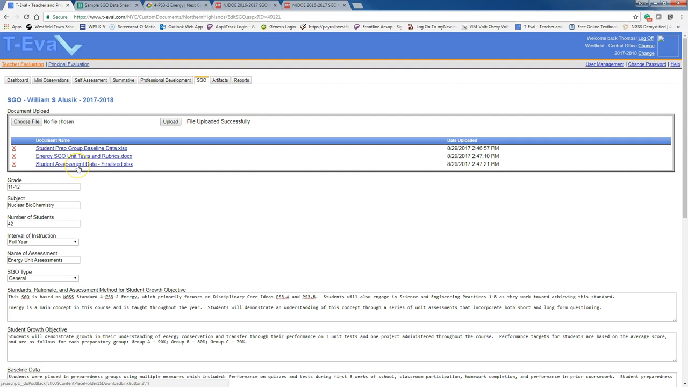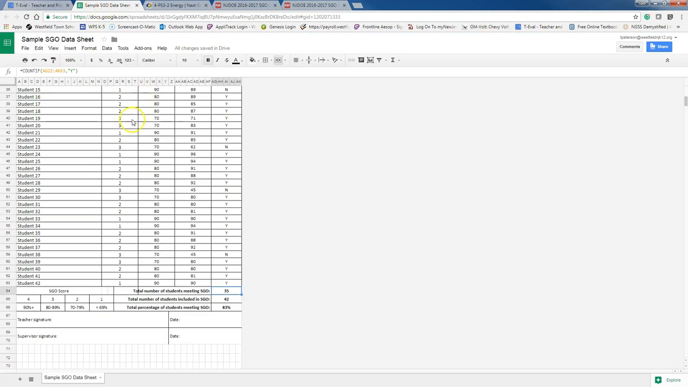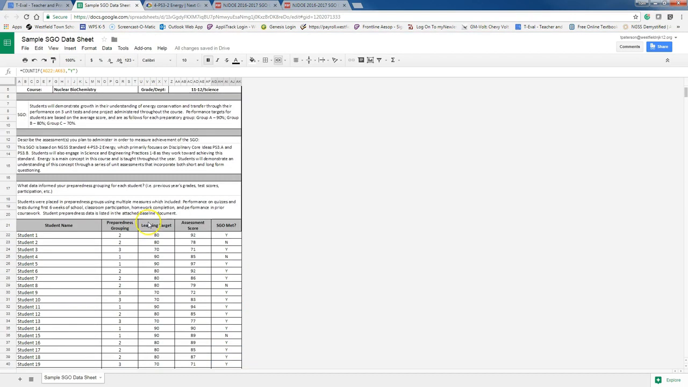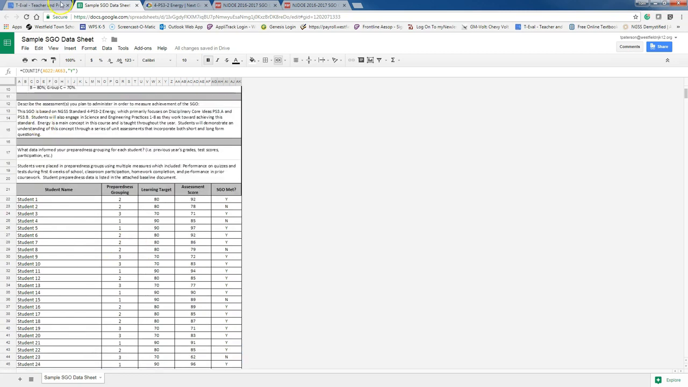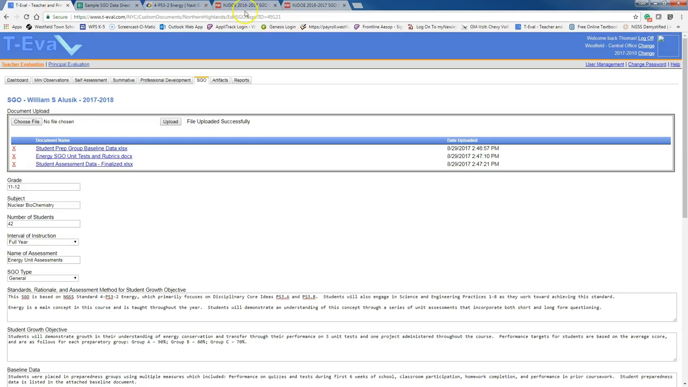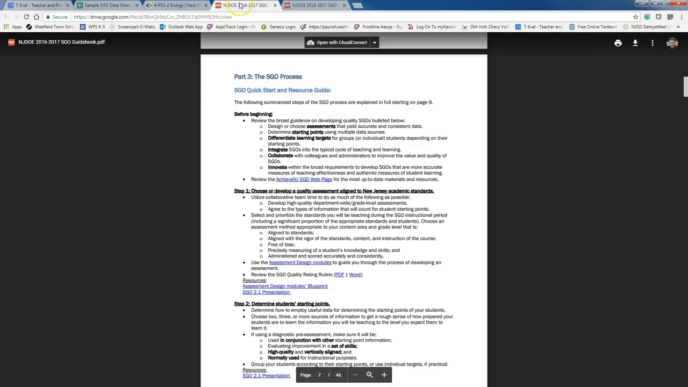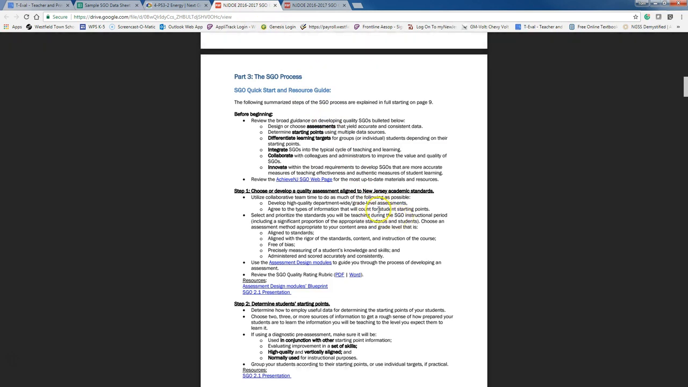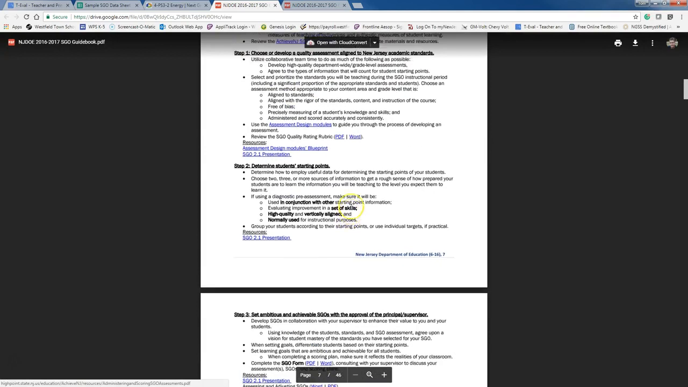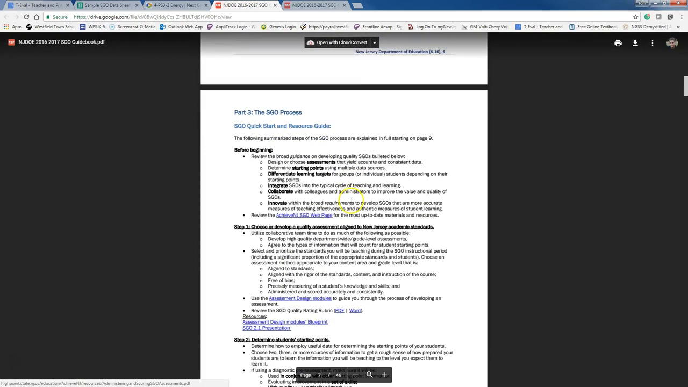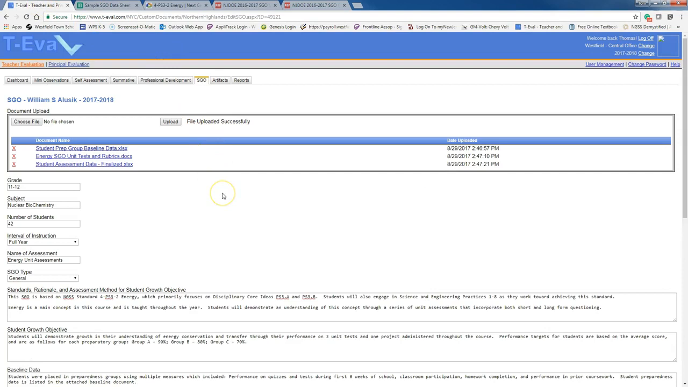And then when the SGO is all done, of course, we'll need you to upload the final student assessment data. That could look something like this. I can make the sheet available to you, or you can do something that's a little bit different format or simpler. If you have any questions, remember you can always go to the SGO guidebook. The only real places I would look at in the SGO guidebook are pages 7 to 10. That's where it basically overviews the important points of the SGO process. But I hope that this was helpful to you.